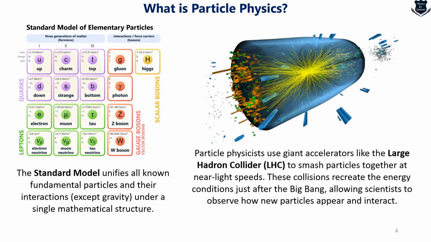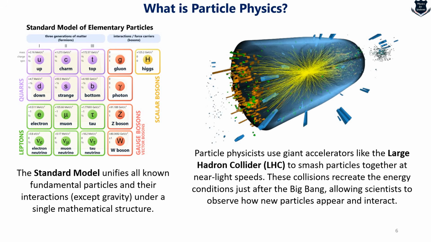Particle physicists use giant accelerators called the LHC, or Large Hadron Collider, in which they smash particles together at nearly the speed of light. As a result, these collisions recreate the energy conditions which existed during the Big Bang, allowing scientists to observe new particles which might have emerged and interacted right at the beginning of the early universe.